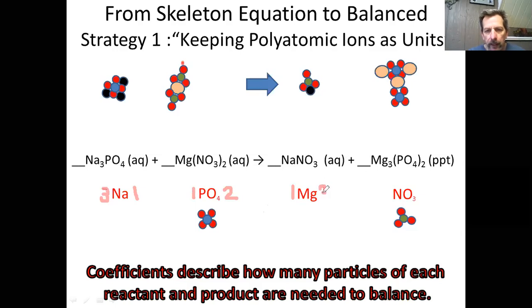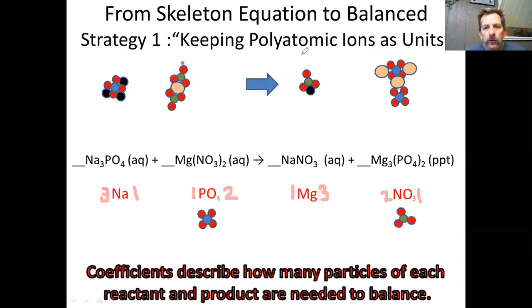So there's 3 there. Let's go to our nitrate, or NO3. On the left side, there are 2. On the right side, there's only 1. Notice it's not in parentheses. So nothing's balanced here. Na is not balanced, PO4 is not, Mg is not, NO3 is not. So we're going to choose coefficients to try to make this work.